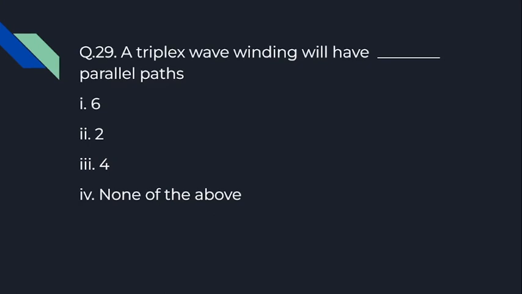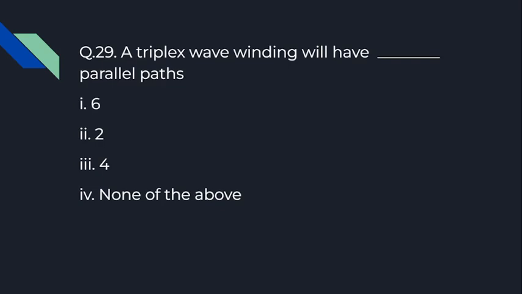A triplex wave winding will have dash parallel paths. Again the same logic has to be applied. For wave winding, the parallel paths will be 2. But if it is triplex, it is thrice that, that is 2 into 3. So option 1 will be the answer, that is 6.